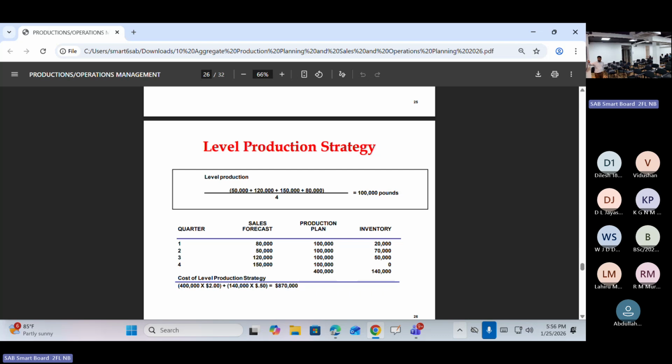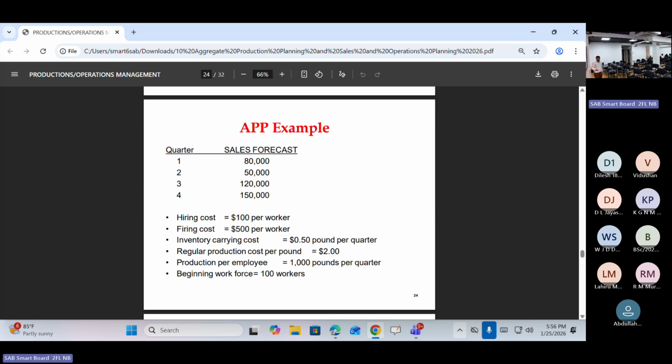So we have to add all the inventories together, right? That is 140,000 units into inventory carrying cost, so that inventory cost can be calculated. In addition to that, regular production cost per unit per pound. Is that relevant for that plan? Of course, yes. So we consider that one also.